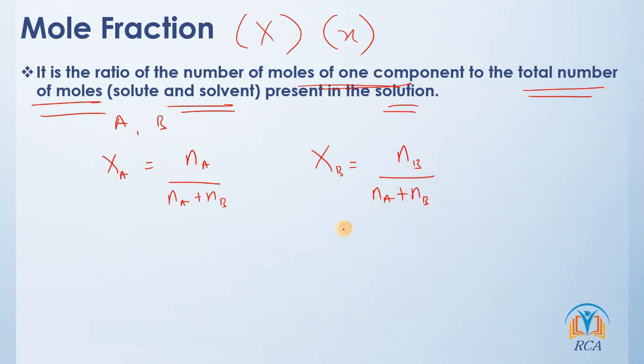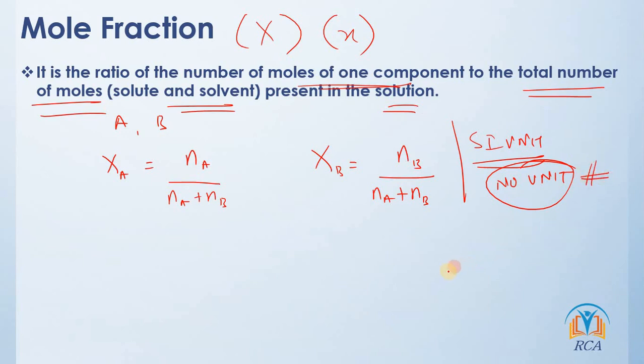Now tell me quickly, what is going to be the SI unit of mole fraction? It will have no unit. Why would it not have any unit? Because we are dividing the number of moles by the total number of moles. That means both get cancelled out. Thus, mole fraction does not have any unit. Remember this point, it's an important point.